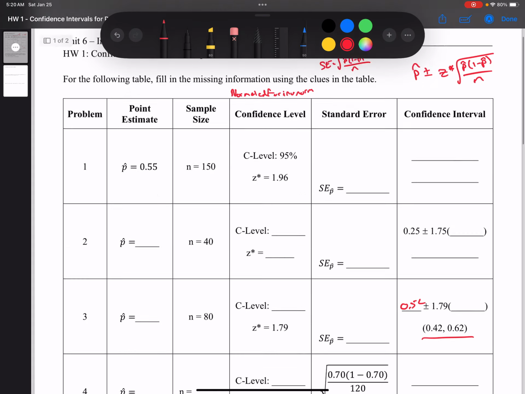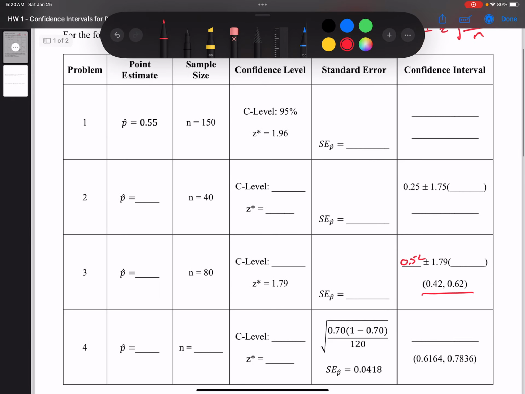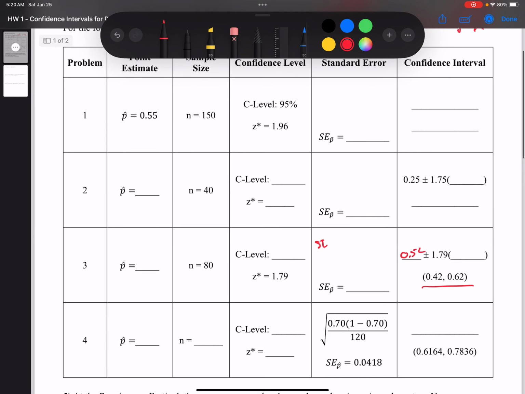We can now go to our standard error, because now we have enough information to find this. Our standard error would be the square root of p hat times 1 minus p hat, which is 0.48, all over n, which we were given over here, over 80. Throw that in our calculator and we get something like 0.0559.